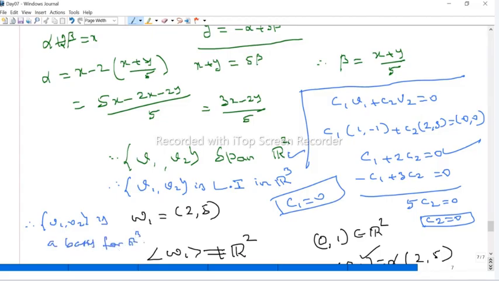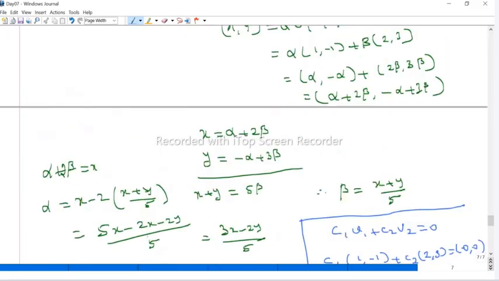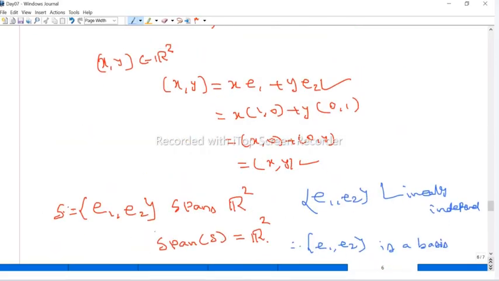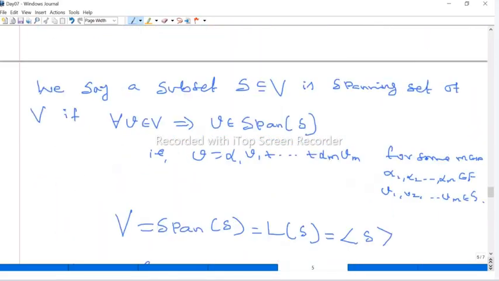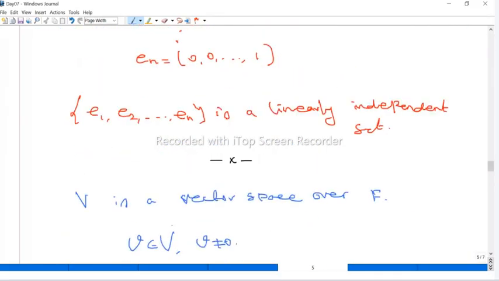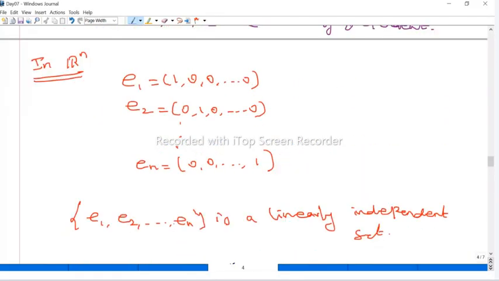So in R2 we have infinitely many bases. Similarly in R3, or if you take any vector space, we have a basis. Okay, so any doubt in this? Actually we call this e1, e2 the standard basis. Now we can define what the standard basis is. This e1, e2, etc., en, I already defined what en is, is a standard basis.